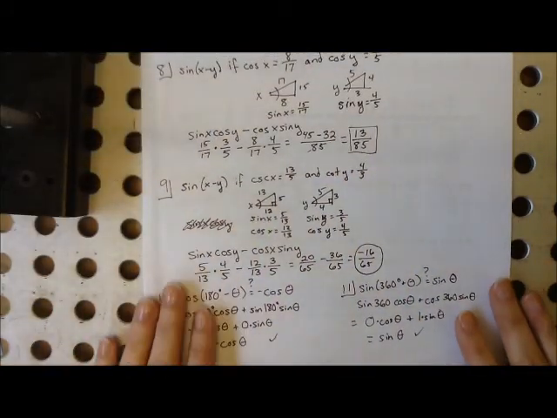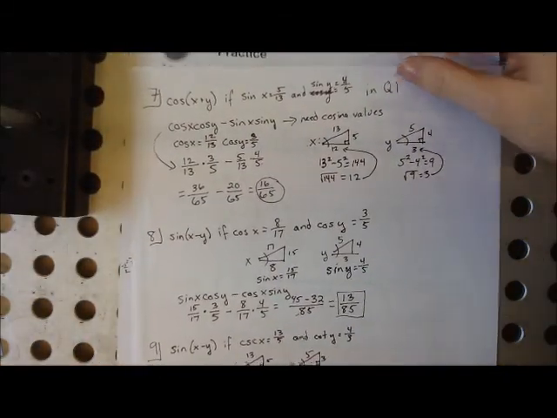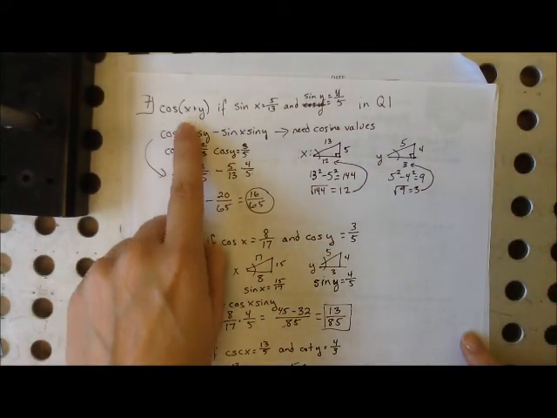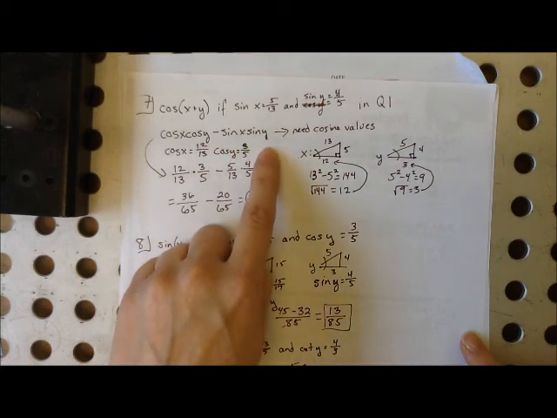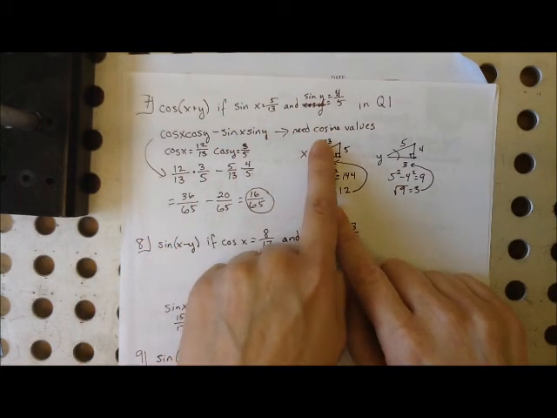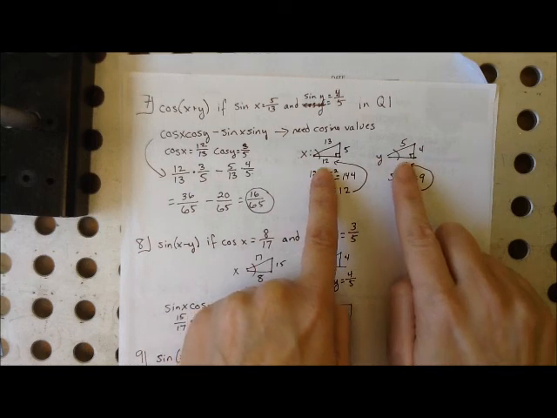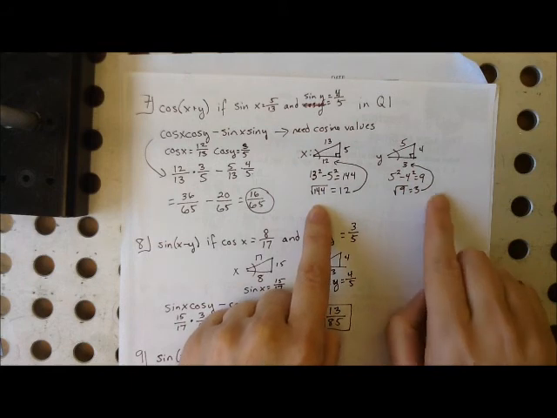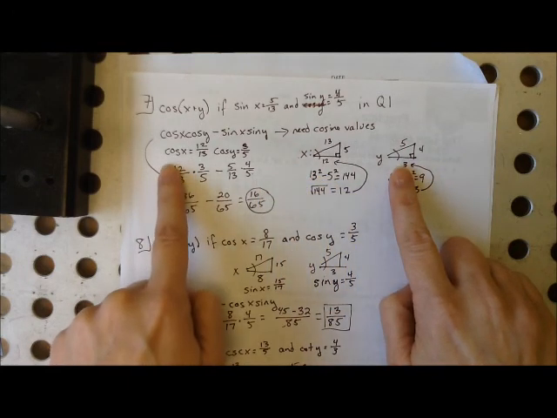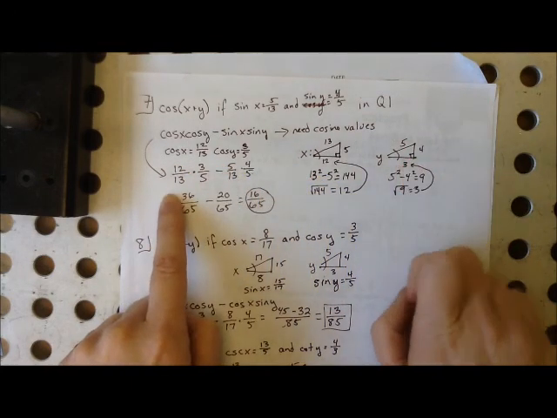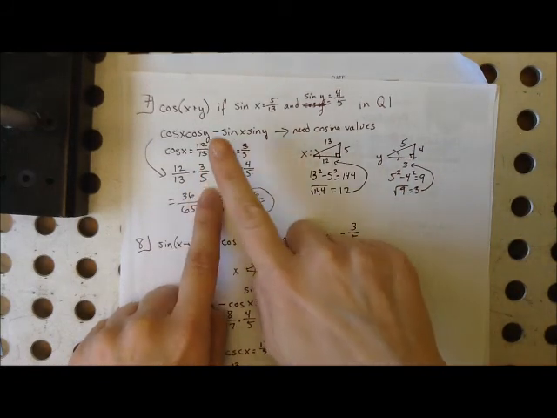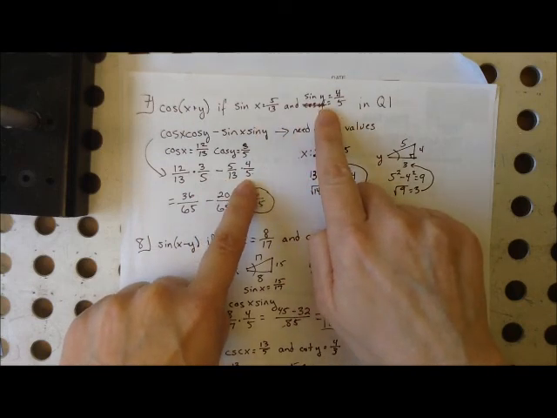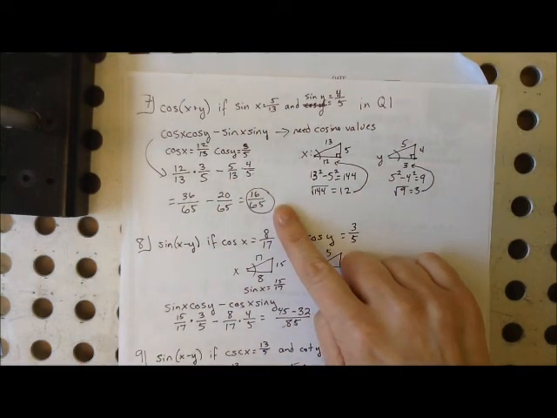On the bottom of that page, same deal, you're still using the cosine sum formula, cosine x, cosine y minus sine x, sine y. You've got sine x and y, you need cosine x and y. You draw a triangle. They tell you it's in quadrant 1, so you don't have to worry about negatives. Find the missing side, find cosine of both, and then just plug in. So cosine x times cosine y minus sine x times sine y. And then you just simplify, you get 16 over 65.